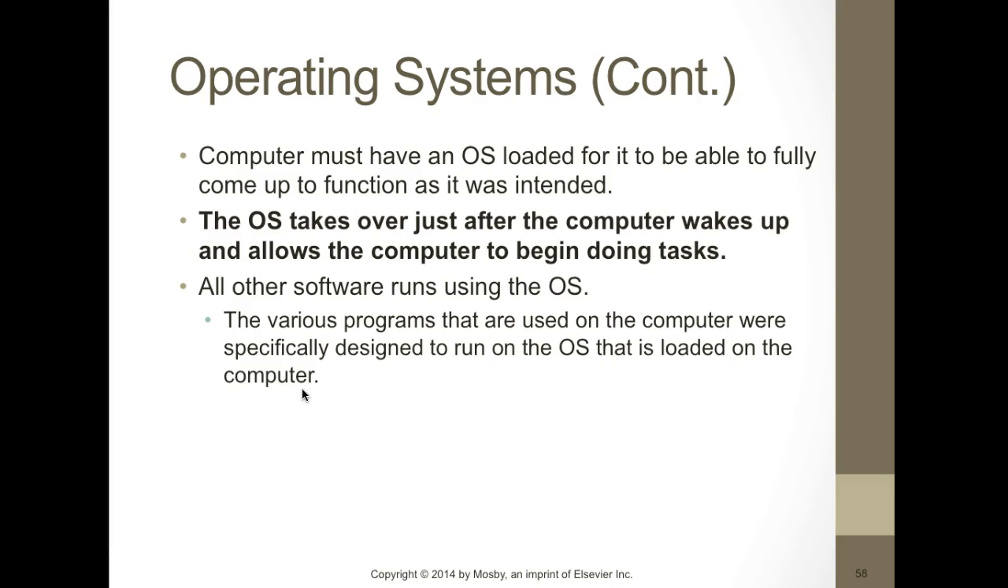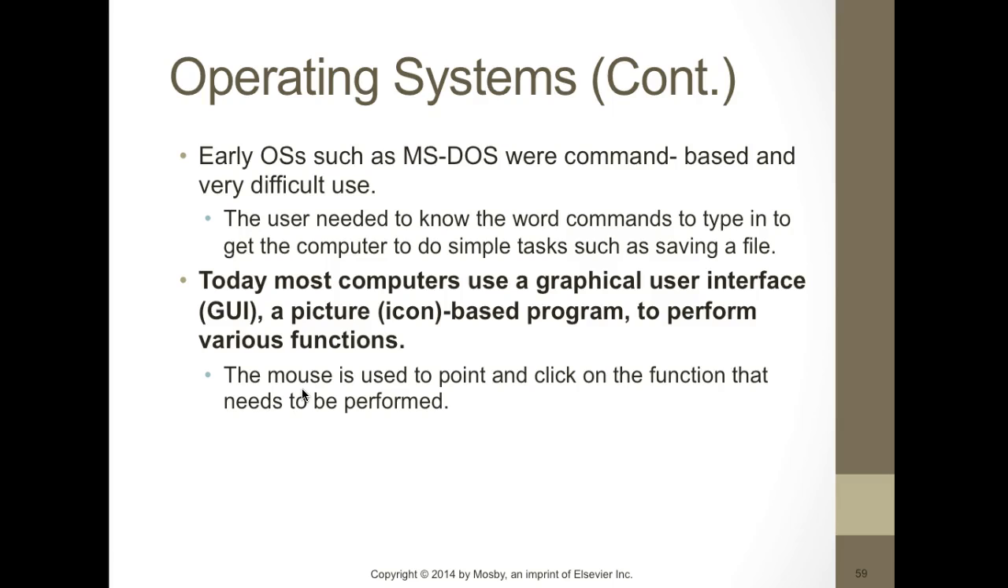The computer must have an operating system loaded for it to be able to fully come up to function as it was intended. The operating system takes over just after the computer boots up, just after it wakes up, and allows the computer to begin doing tasks. So all other software runs using the operating software. Various programs used on the computer were specifically designed to run on the OS that is loaded on your computer. Early operating systems such as MS-DOS were really difficult to use.